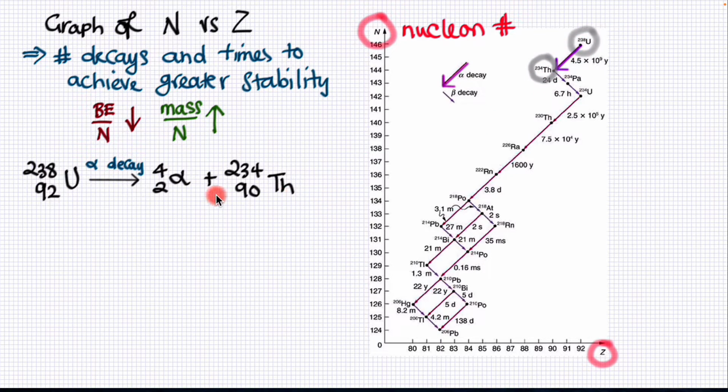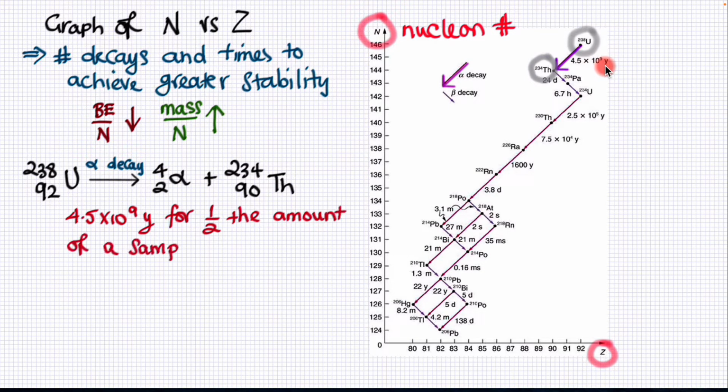Now this is one disintegration or one reaction, but in reality, if we have a sample, a rock, let's say, of uranium-238, if we've got a kilogram, the time it takes for half that sample, in other words, for half a kilogram of uranium, to transform to 234 thorium is 4.5 by 10 to the 9 years. So that's the time for half the amount of a sample to become stable. Now that's called the half-life of that particular nucleus.